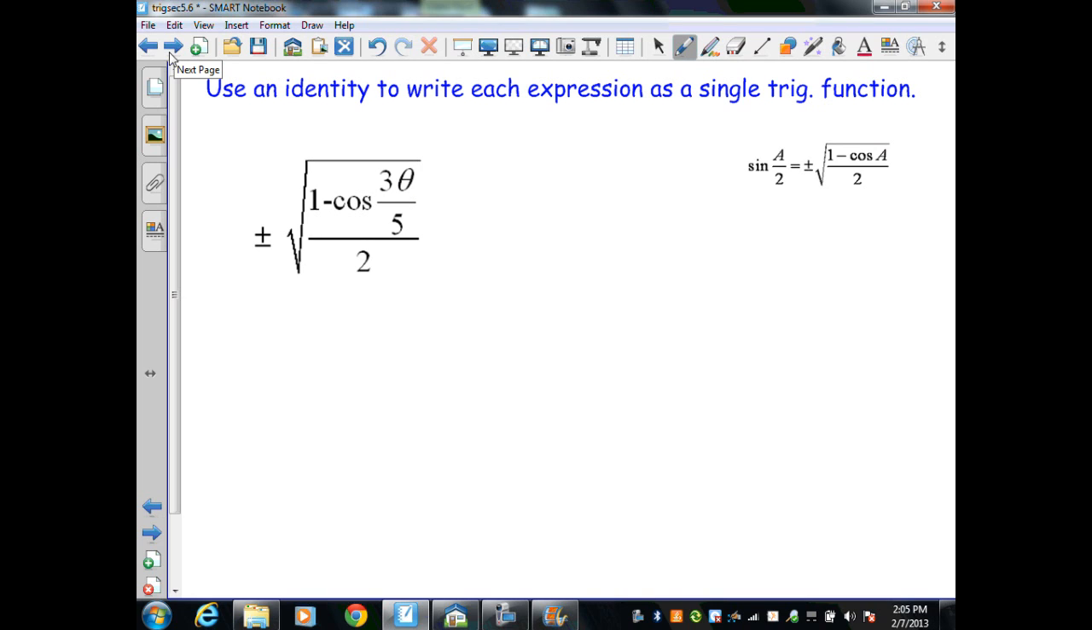Again, they want me to use an identity to write each expression as a single trig function. Here I have the plus or minus square root of 1 minus cosine 3 theta over 5, all over 2. That is represented by sine of a over 2, which is a half angle identity. I know my a value is 3 theta over 5. That's all over 2. When I invert and multiply, that gives me the sine of 3 theta over 10.